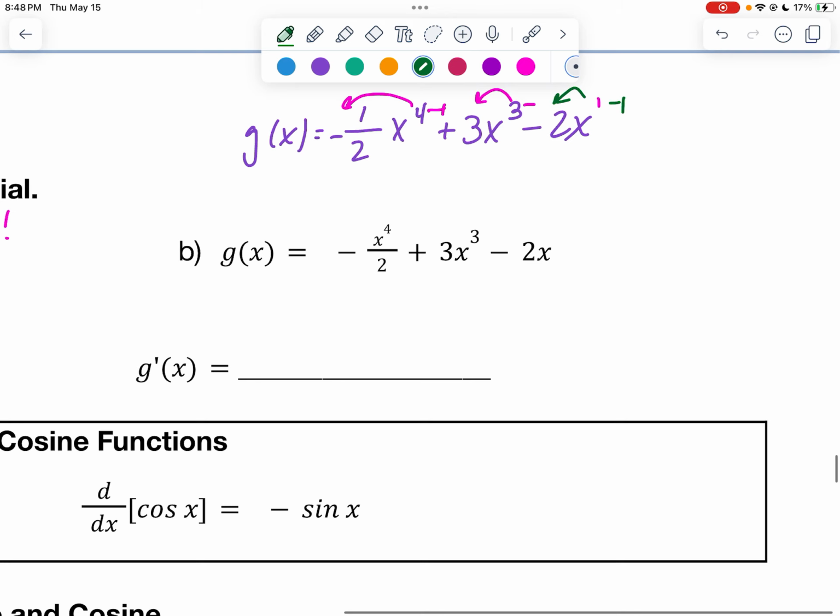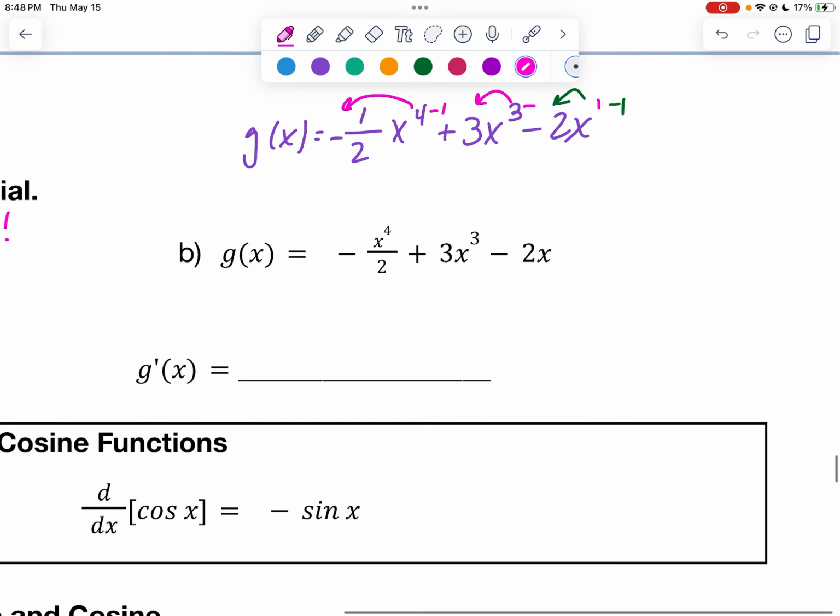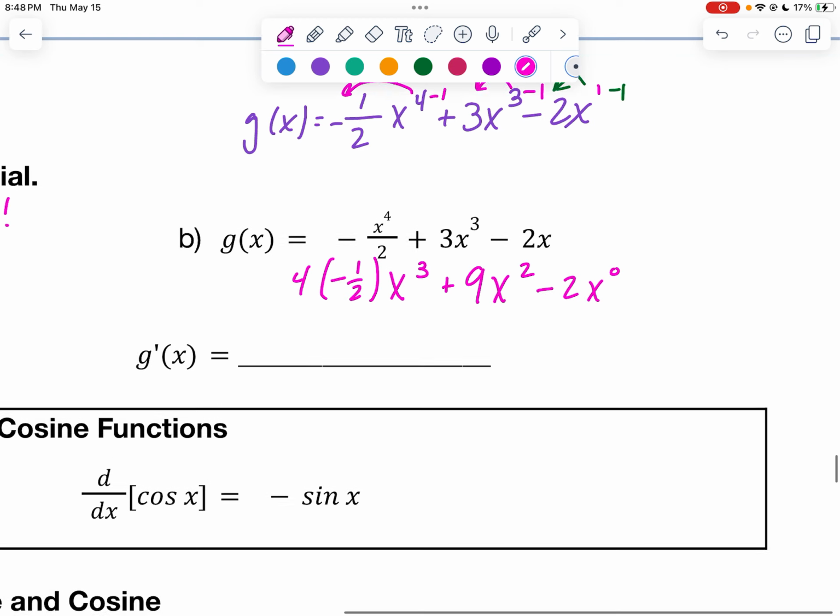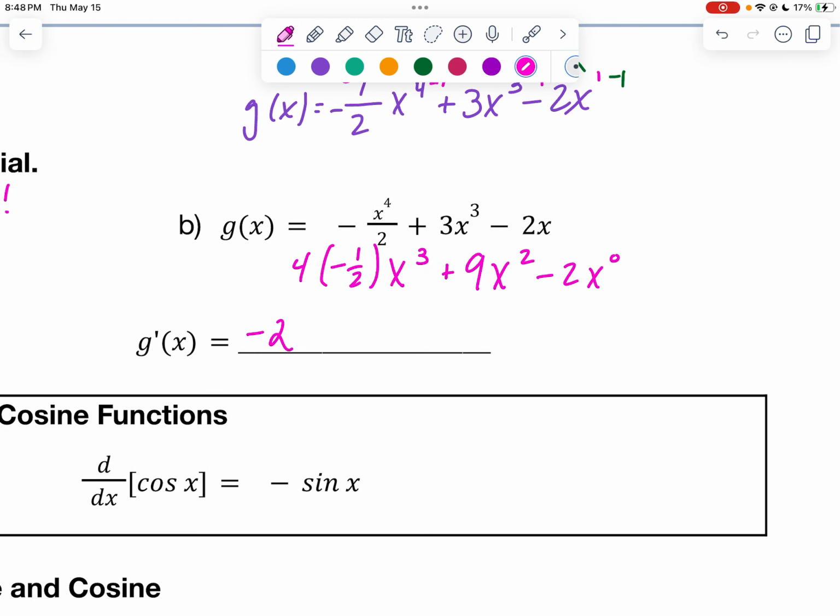Right, so let's see. So I get 4 times -1/2 x to the cubed power plus 9x squared minus 2x to the 0th power. So then this becomes -2x cubed plus 9x squared minus 2. And that is it. Okay.